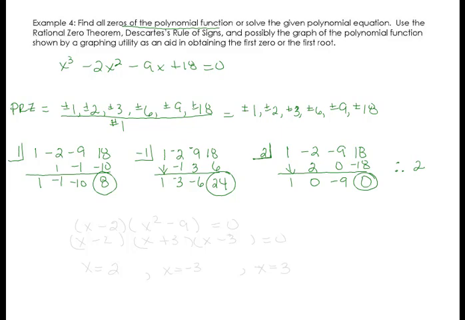Okay? So we're going to find the other actual zeros. So we're going to set up our factors. We have here x minus 2 times x squared minus 9 equals 0.